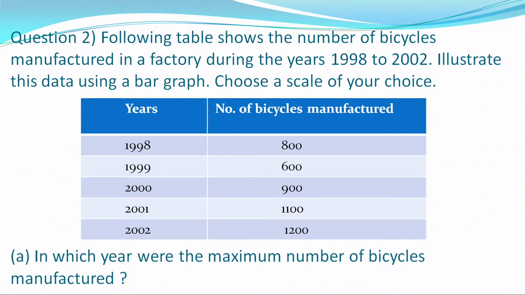That is 1,200. Now, in this, we are supposed to draw the bar graph. And we are also supposed to answer the questions. What are they? In which year were the maximum number of bicycles manufactured?